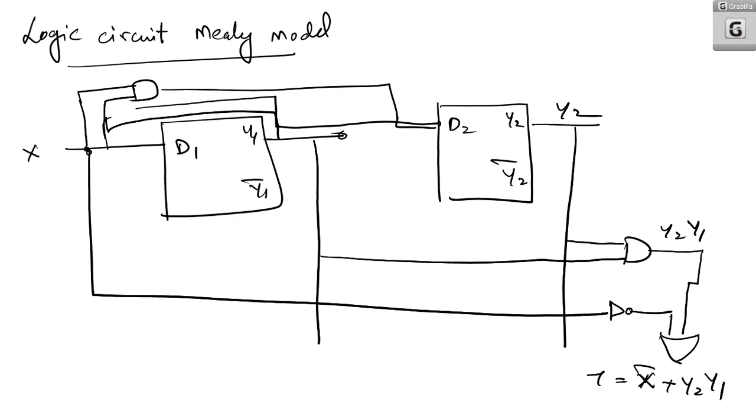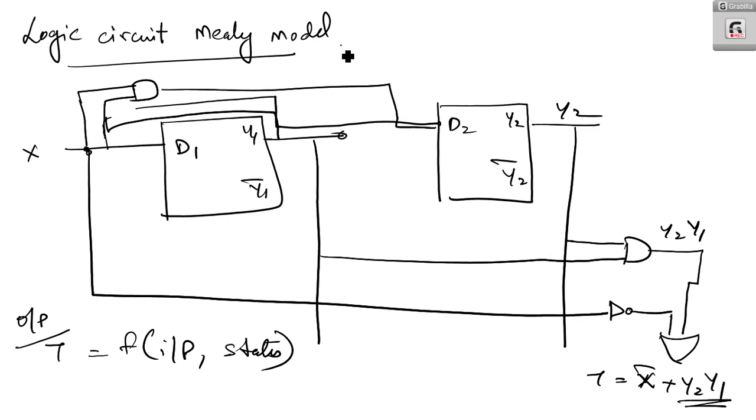So here what happened? Here the output is depending on the input. Here the output T, or Y, is depending on input and states. And such kind of model is known as Mealy model. Now coming into the logic circuit of Moore model.